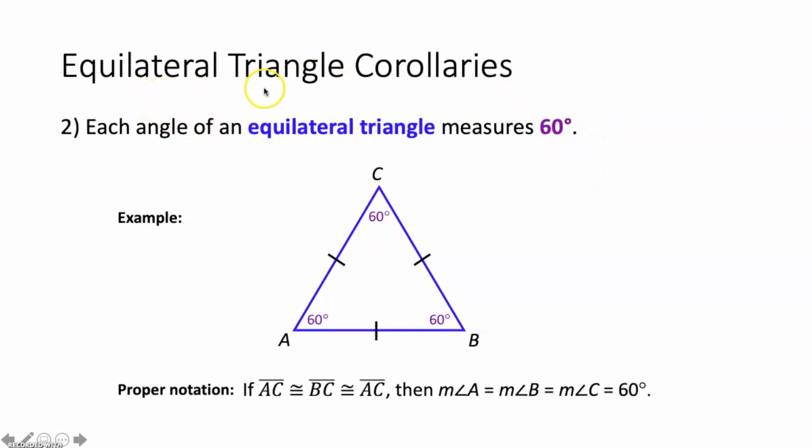The second equilateral triangle corollary says each angle of an equilateral triangle measures 60 degrees. And that makes sense, right? Because we just said in order for a triangle to be equilateral, it must be equiangular, meaning that all three angles must be congruent. And if all three angles add up to 180 degrees by the triangle angle sum theorem, then you just take 180 divided by 3, and each of them must be 60 degrees.